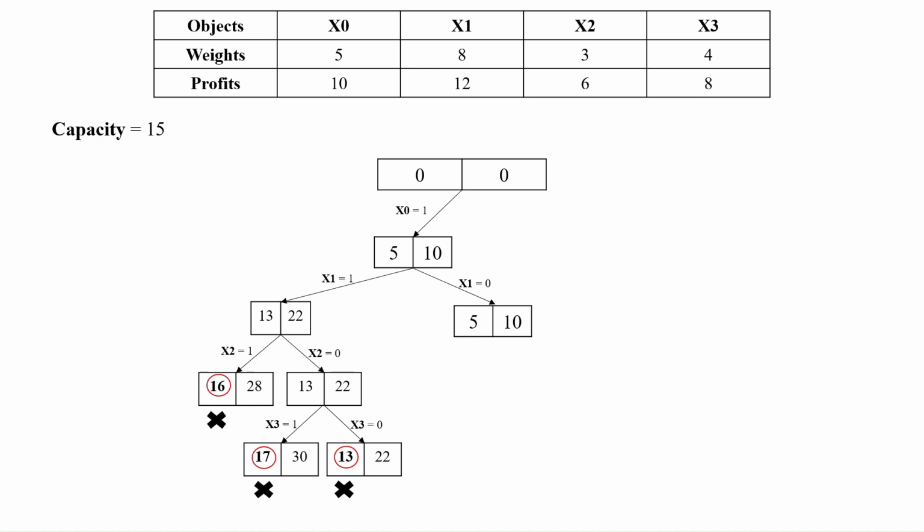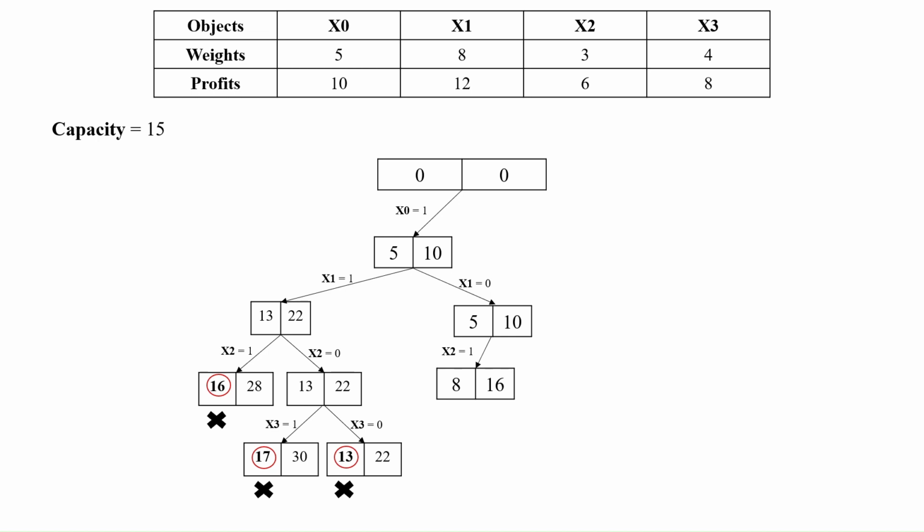Now we have to move on to the next step by considering the x2 object. The x2 object has a weight of 3 and a profit of 6. That means we have to add this 3 to the weight part 5 and this profit to the profit part 6. After adding, here it looks like.